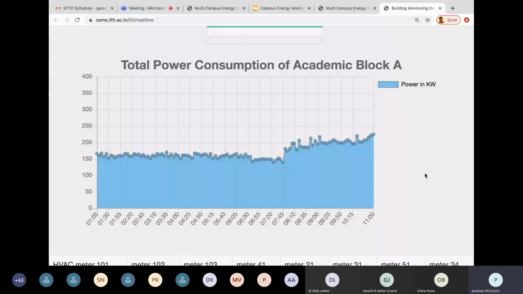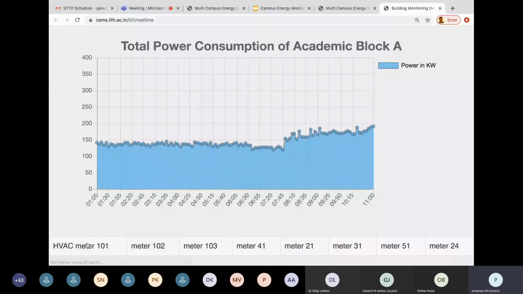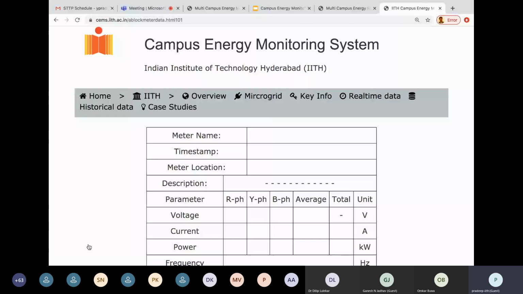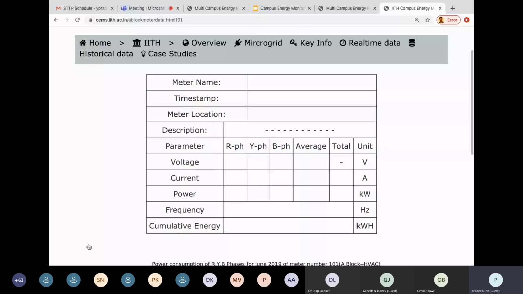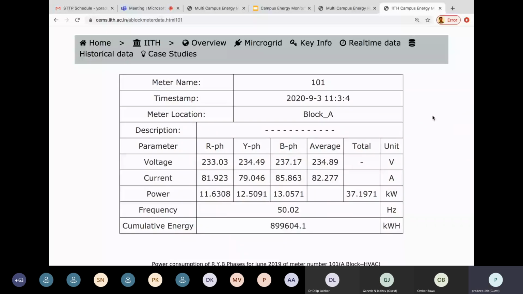Not only that, individual meters also we can monitor. So for example, I am opening the meter data of our HVAC system. Just give it a minute for the data to load. So right now you might be seeing a blank table. It will be loading. Yeah. So now you can see the meter name is 101, which refers to our heating, ventilation, air conditioning system.